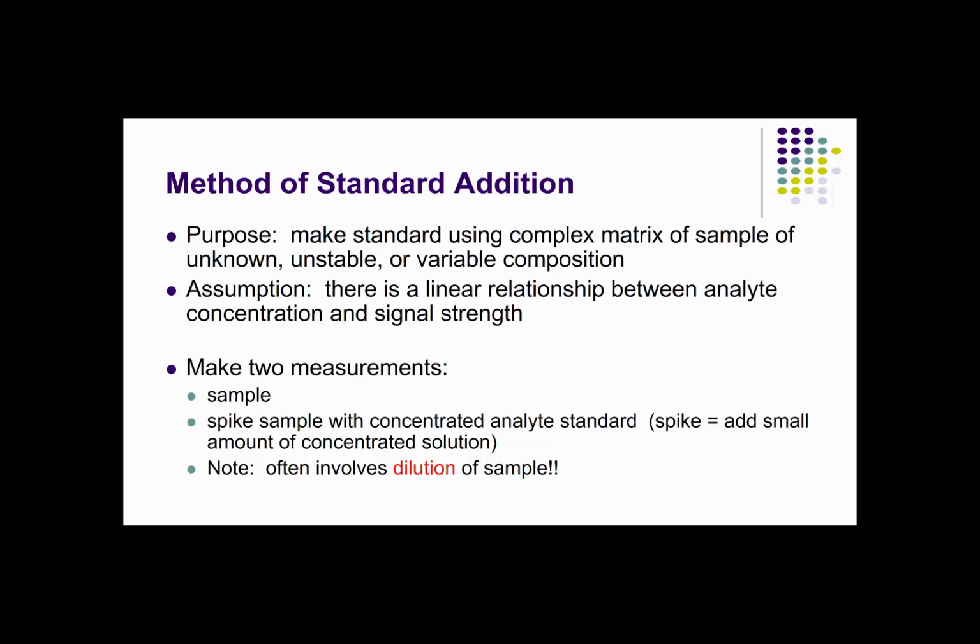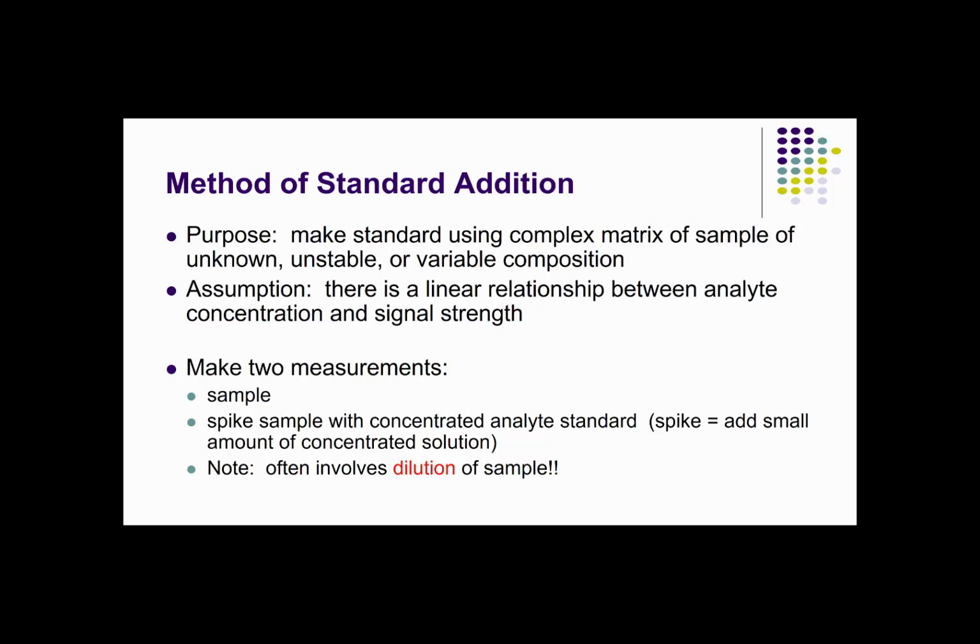They may be variable in point of fact, say men, women, older people, younger people, characteristics like that. And some of the components of your sample matrix might even contribute to the background signal for the sample being analyzed. In circumstances like these, if we know there's a linear relationship between analyte concentration and signal strength, and we need to recognize this is an assumption, then we can use standard addition.